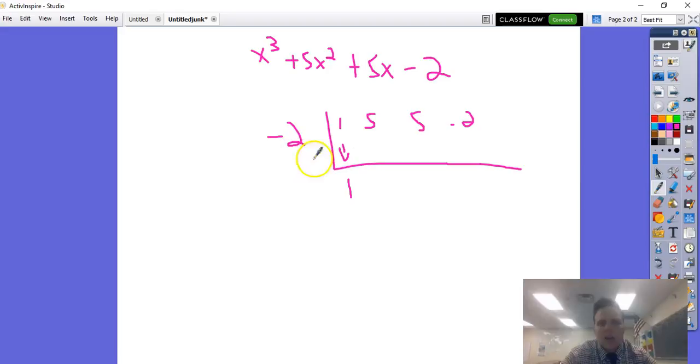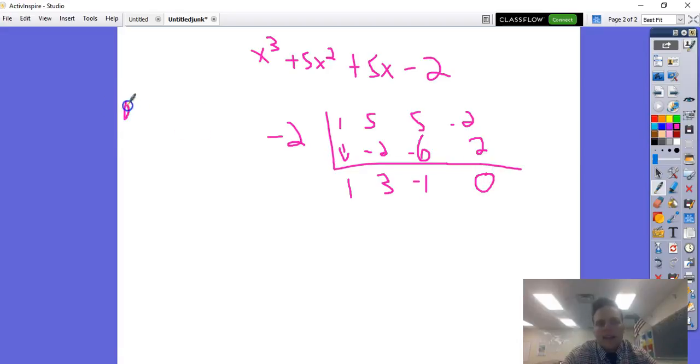Okay. Negative 2 times 1 is negative 2. 5 plus negative 2 is 3. Negative 2 times 3 is negative 6, my apologies, which is a negative 1 when you add those two together. Negative 2 times negative 1 is 2. Add those together and you get 0.